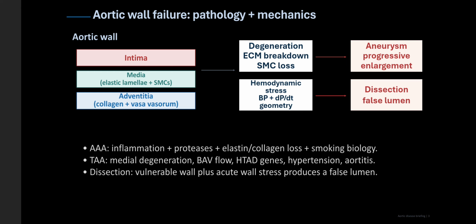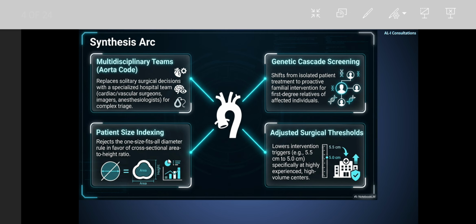The AAA, abdominal aortic aneurysm, is dependent on inflammation, proteases, elastin and collagen loss, and smoking. The thoracic aortic aneurysm is mainly medial degeneration, bicuspid aortic valve, hereditary thoracic aortic degeneration genes, hypertension, and aortitis. Dissection is a combination of vulnerable wall plus acute wall stress.